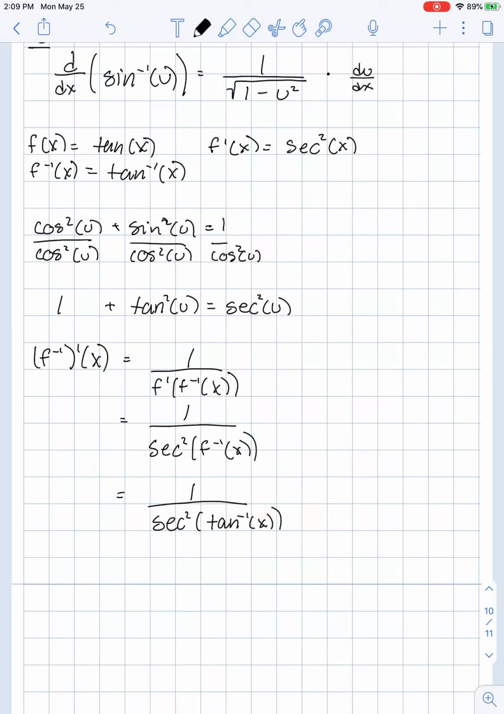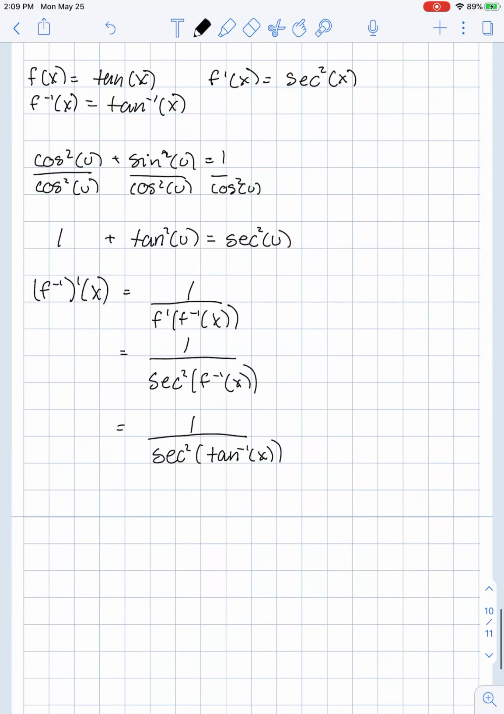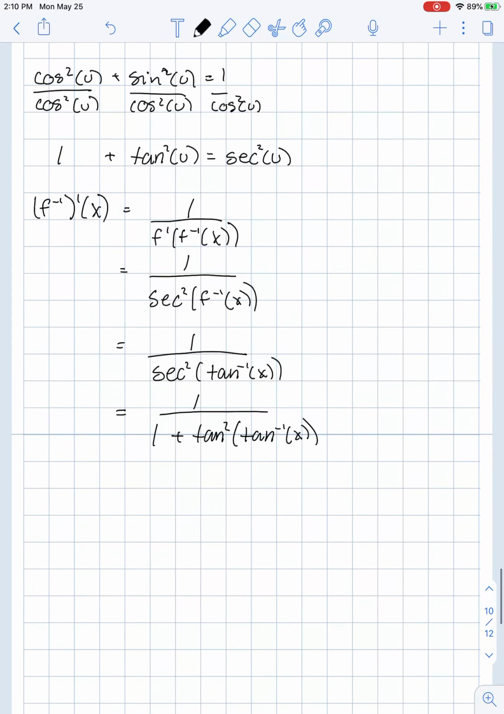So we have secant squared of arctan. Using this Pythagorean identity, I'm already given it, I don't have to rearrange like I did last time. So secant squared of u is going to be 1 plus tangent squared of u. So I'll have 1 plus tangent squared of tan inverse of x. And I know from last time, when I was doing arcsine's derivative, tangent squared of tan inverse of x is just going to give me x squared. So it's going to be 1 plus x squared.